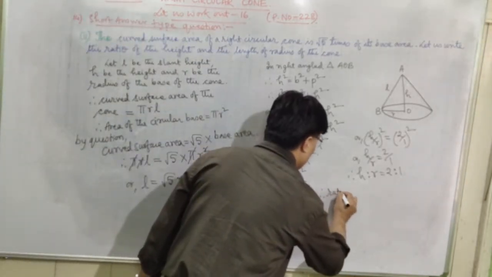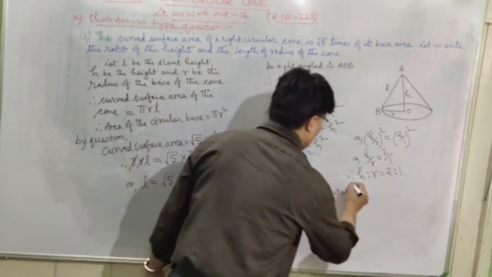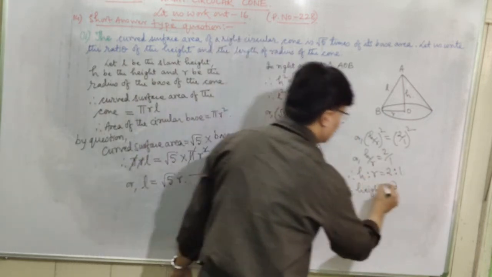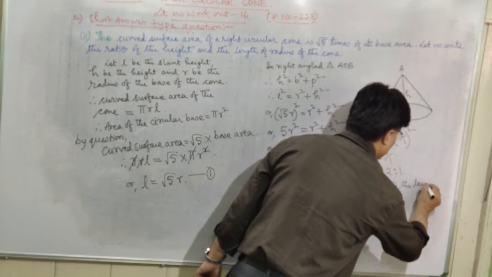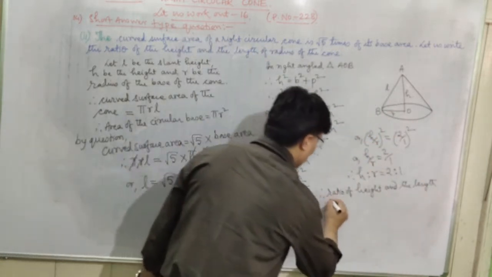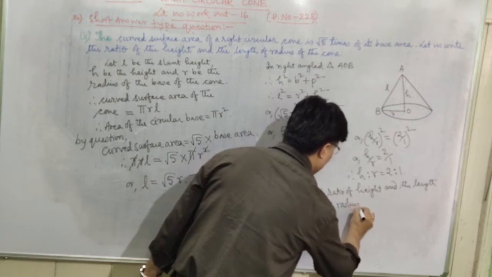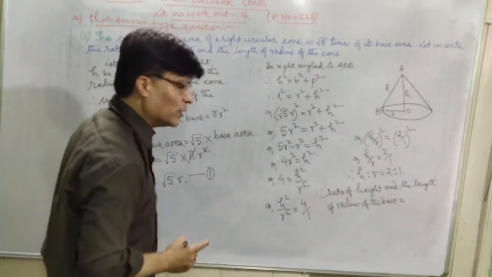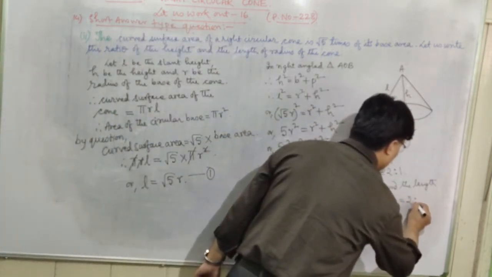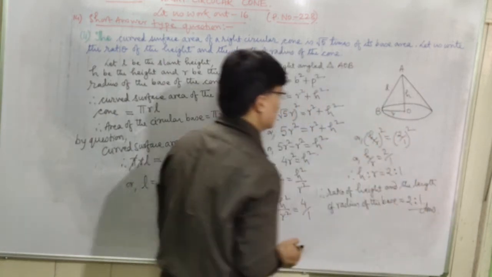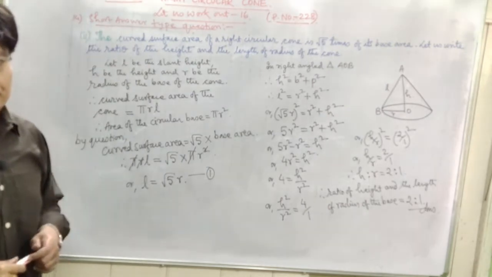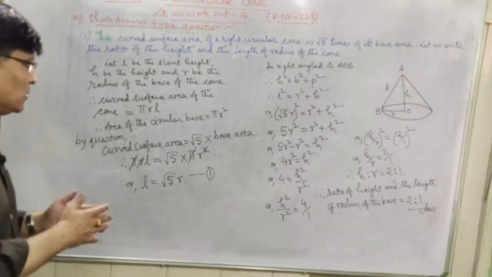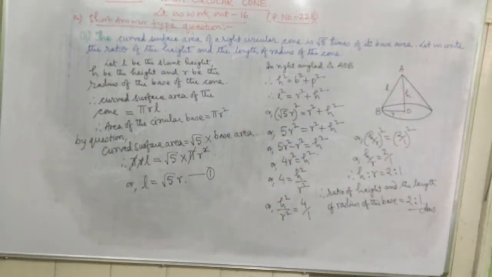Therefore, ratio of height and the length of the radius of the base is equal to, what is the answer here? It is 2 is to 1. So it is 2:1. So this is the final answer. So I think you have understood it. So you can copy it. This question is very, very important. You can mark it. So you can copy it. We'll do the next question.